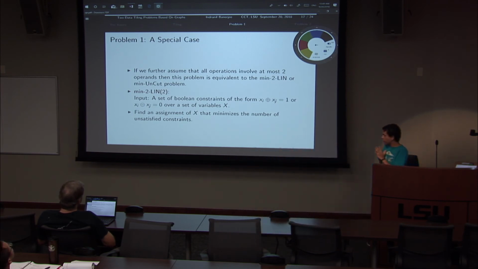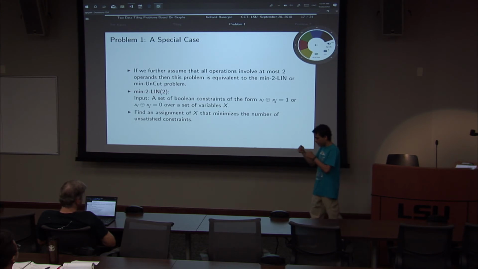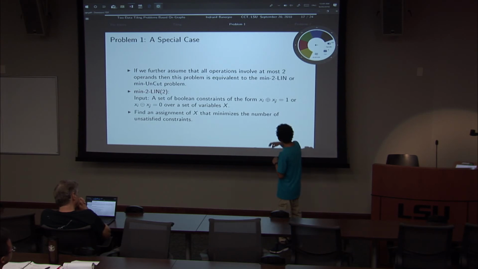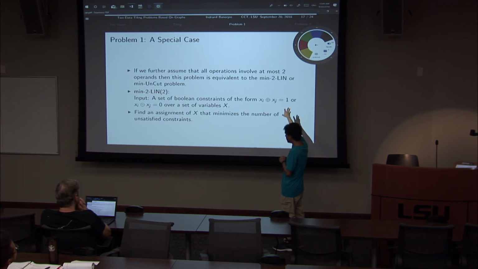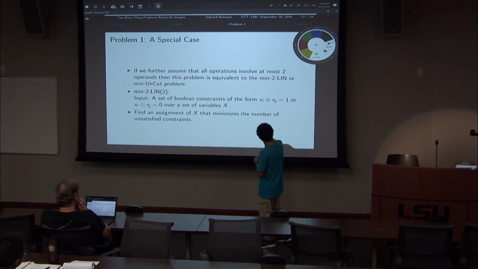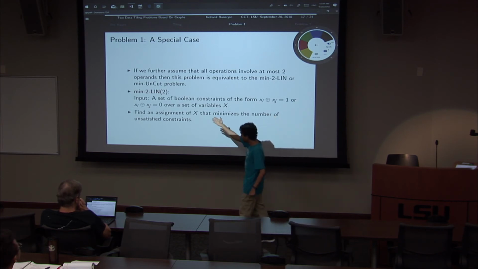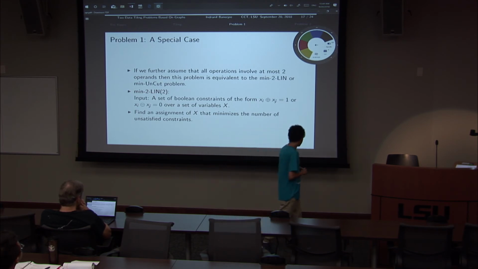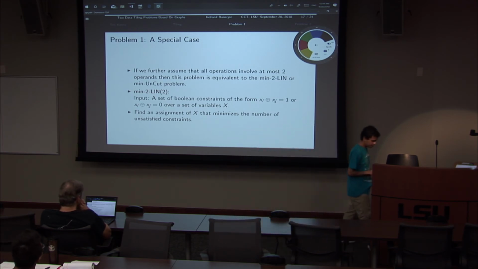For the case of graphs, where all the constraints, all equal or not equal, have only two variables, it's this problem, min 2-Lin. Lin stands for linear, or it is also known as the min uncut problem in graphs. So what is this problem? Let's not worry about this. Let's look at a graph.